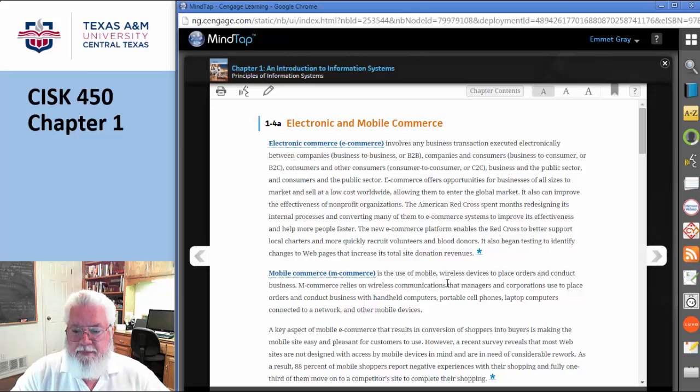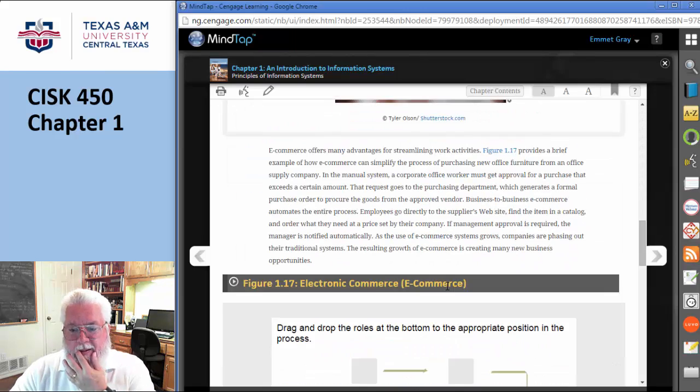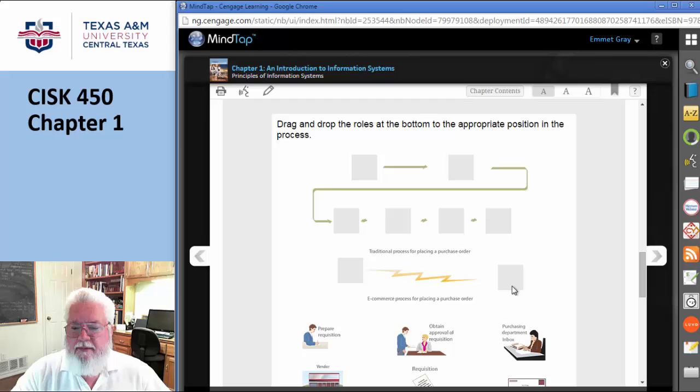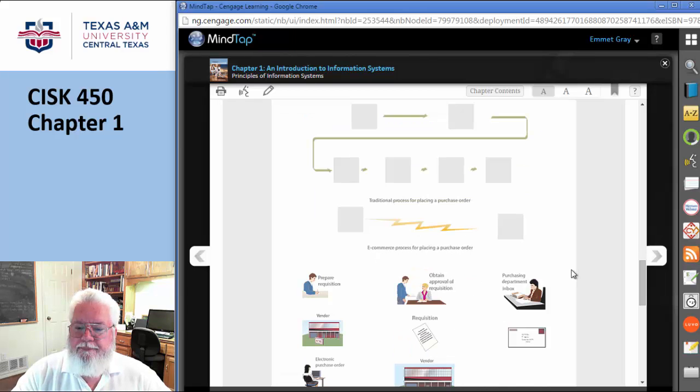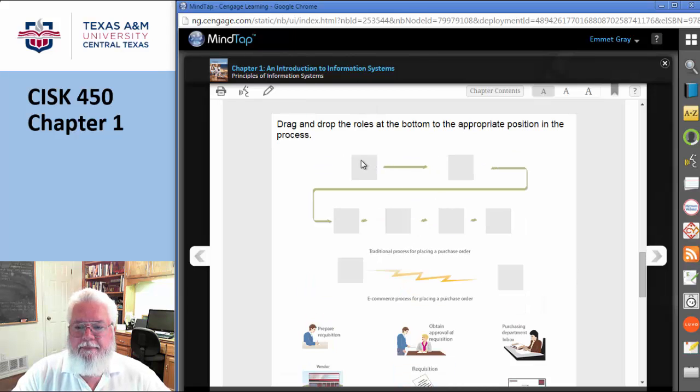Okay, so they're trying to kind of make a point here with this figure. Well, that's a horrible figure. We're missing the little squares. Oh, that's because we're supposed to do something. Ha ha ha. All right.